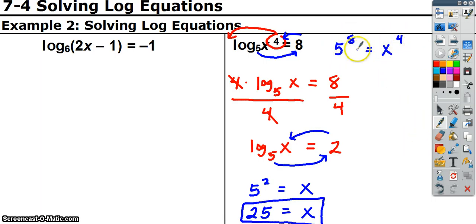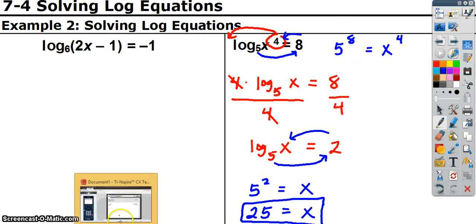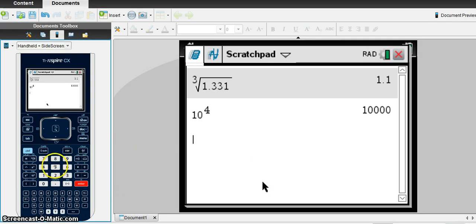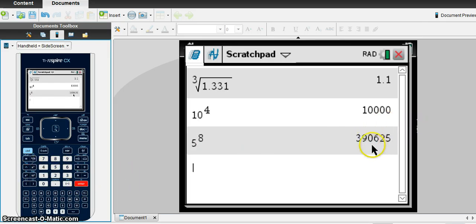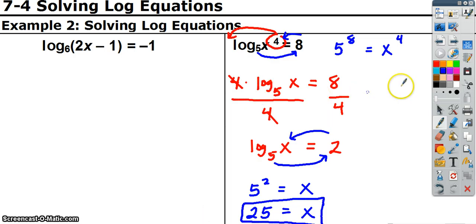probably with the help of our calculator, and we would have gotten the same answer, but the numbers are so much bigger. Look at 5 to the 8th. If we type that one into our calculator, huge number: 390,625. So I like to avoid working with those huge numbers whenever possible.